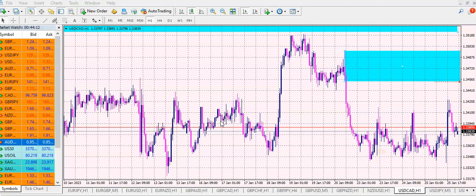We actually use, most of the time, the 4 hourly and 1 hourly, sometimes 30 minutes as our base for analysis. And of course we're going to be using lower time frames such as the 5 minute chart and 1 minute chart to really look for our entry. All right, so let's really look at this chart.